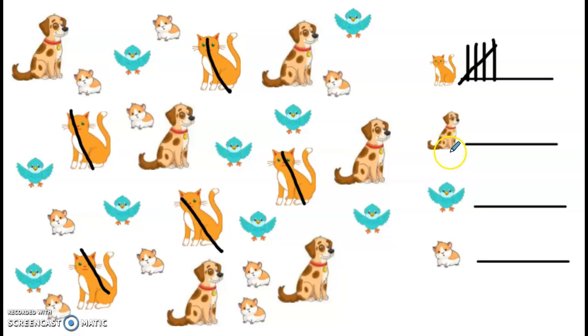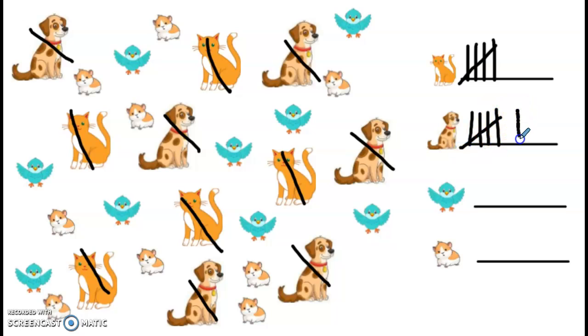Then the next animal they want me to check for is the dog. So we're going to count the dogs. 1, 2, 3, 4, 5, and 6. So we're going to make 6 tallies. 1, 2, 3, 4, 5, and then leave a little space, and 6. There are 6 dogs.